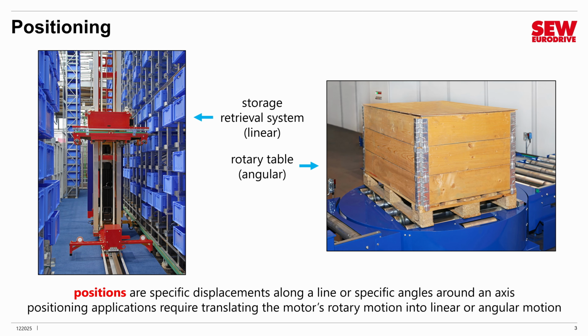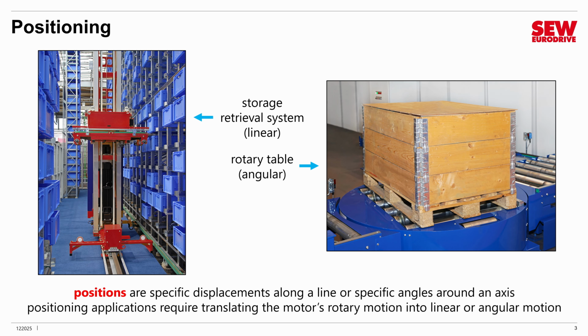On the other hand, we have rotary applications that involve positioning, such as this turntable. It's used in a conveyor to change the direction that something is moving. In this case, the table turns to specific angular positions.